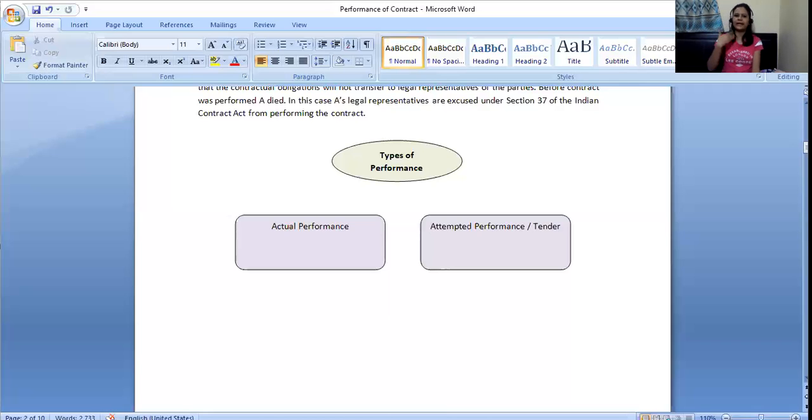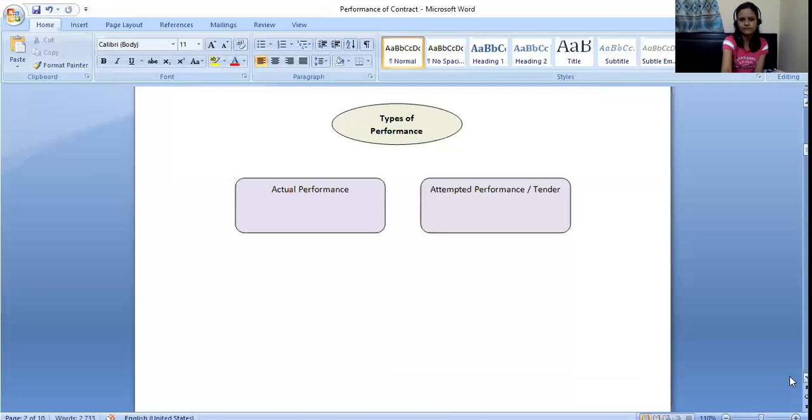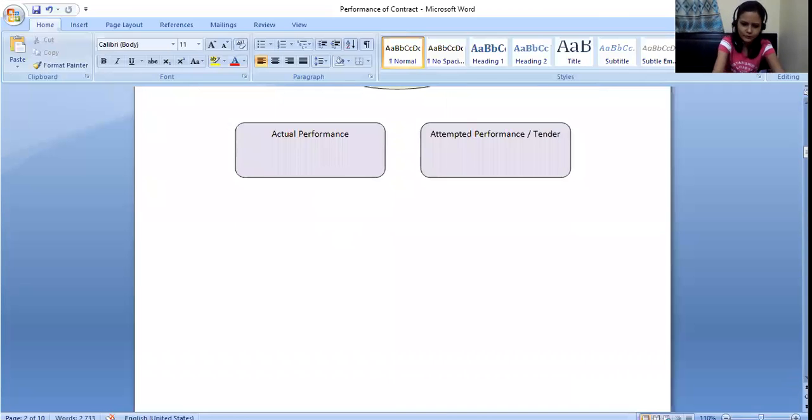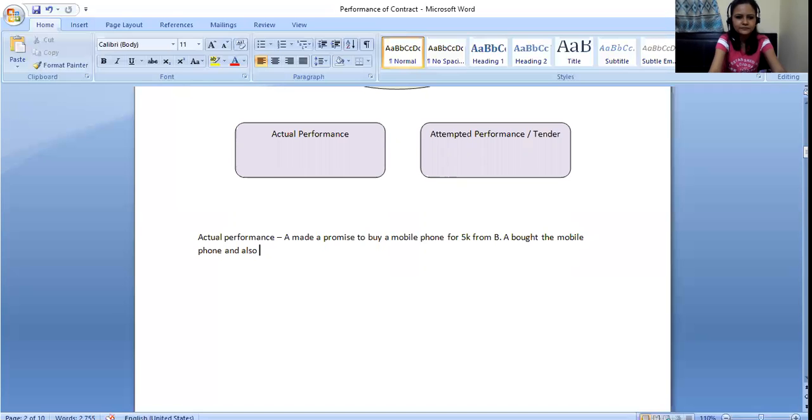Attempted performance, as in I made an attempt to perform it. This is very clear from the name itself. What is actual performance? A made a promise to buy a mobile phone for 5,000 rupees from B. A bought the mobile phone, and also he paid 5,000 rupees. So in this case, whatever promise was made, accordingly it was fulfilled.